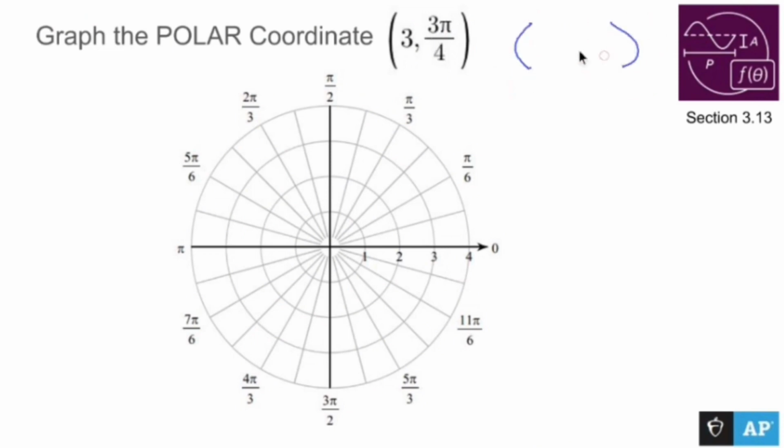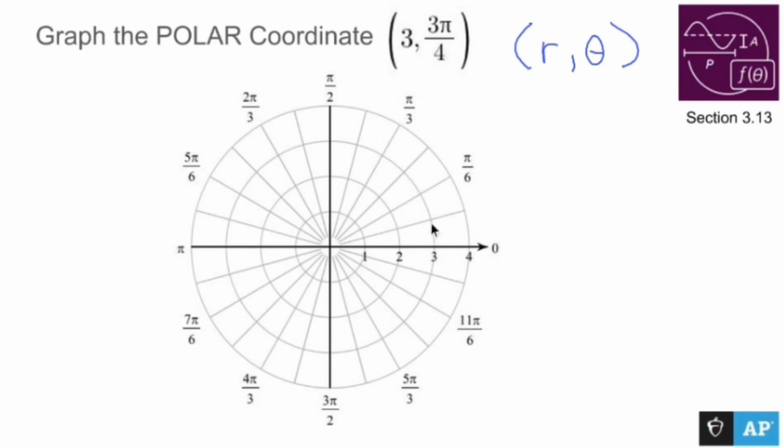Polar coordinates are given to us where the first number is r. R is the magnitude. R is how far away we draw our coordinate from the 0, 0, or the pole axis. 3 pi over 4 is the angle that we go if we were to go counterclockwise starting from the positive x-axis. Basically what we've always done.